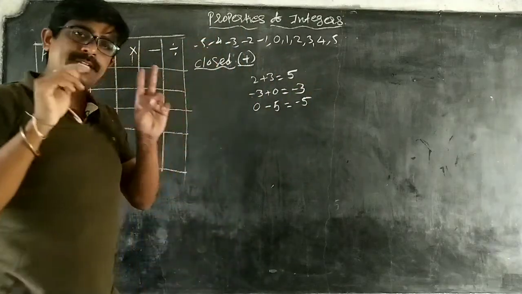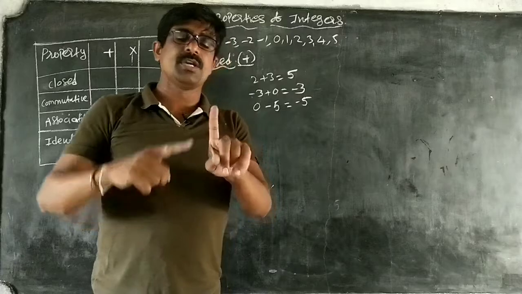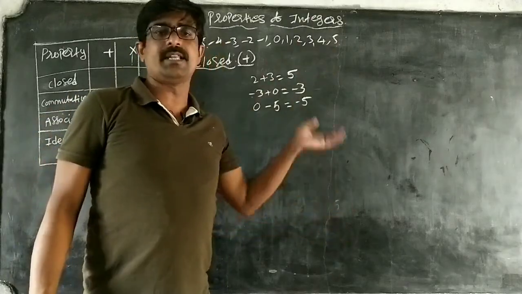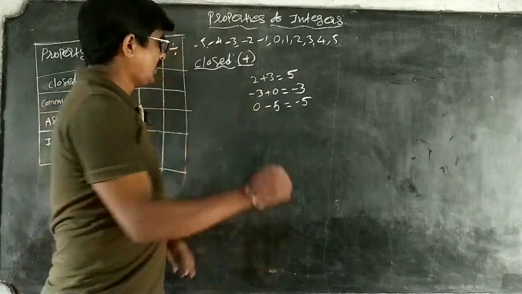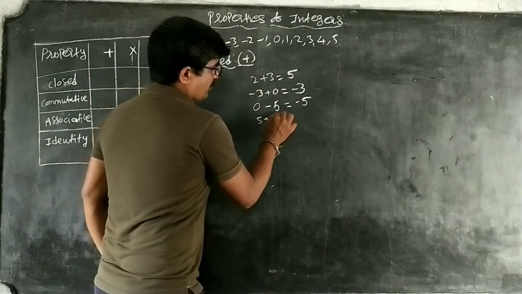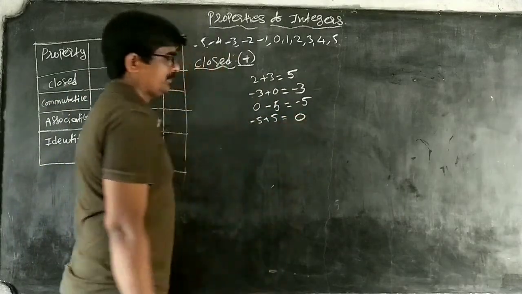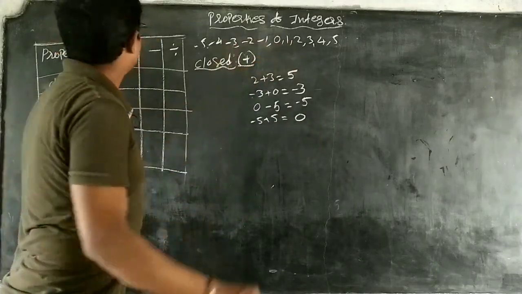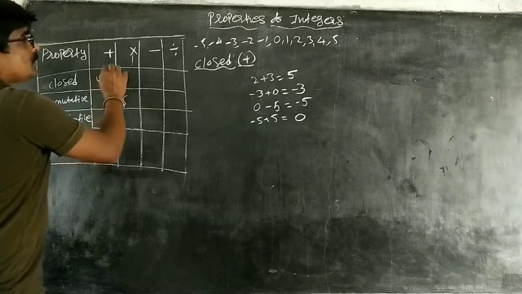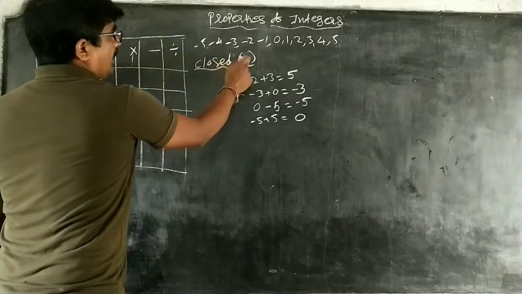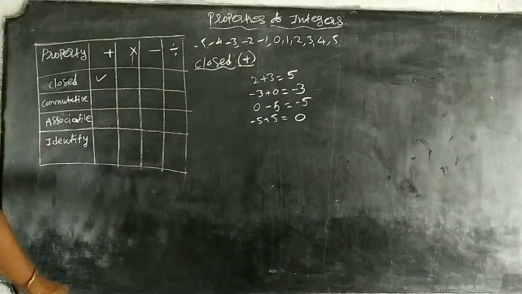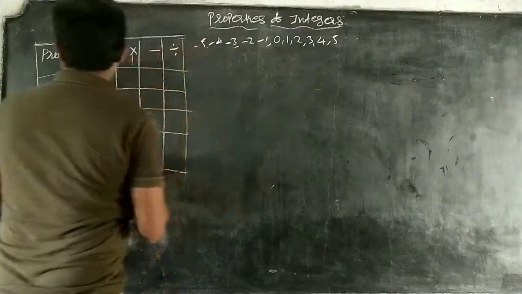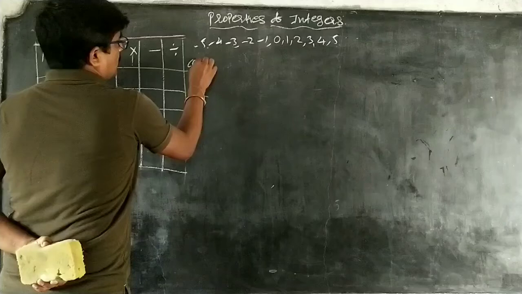So you take any two numbers and add them. If the result is in the same set, then it is closed. For example, plus 5 plus minus 5 is 0, and minus 5 plus 5 is 0. 0 is also an integer. So this is the closed property under addition. Next, after closed, comes commutative.